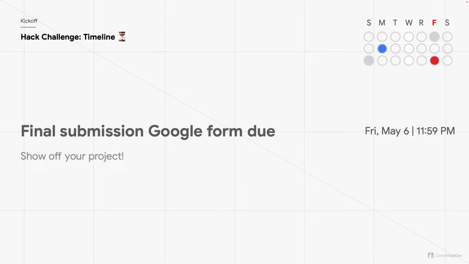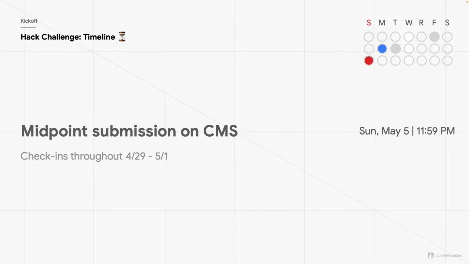Finally, you're going to have a final submission, and we're going to be doing this through GitHub because you guys are going to own everything. So we'll be giving you a form asking for a link, and you'll just be submitting it. We'll be grading it over the weekend. This is due Friday, May 6th. Sorry, I forgot to say midpoints are going to be due this Sunday, May 5th.